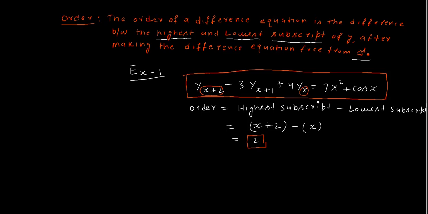Now if we talk about a second example in which there is an involvement of a difference operator, for example, we write example 2. Here we write delta square y(x) plus y(x) equals x square. We take this example. So what is the definition? First, making the difference equation free from delta.